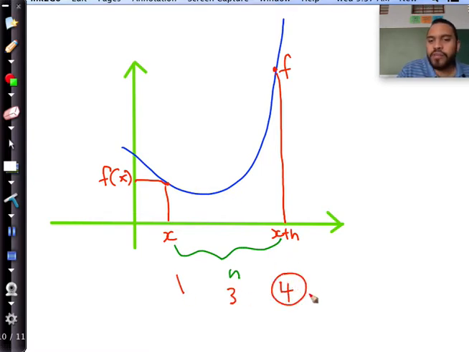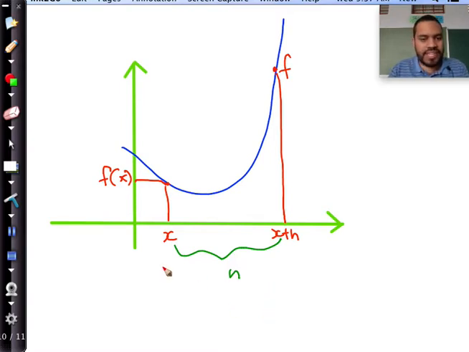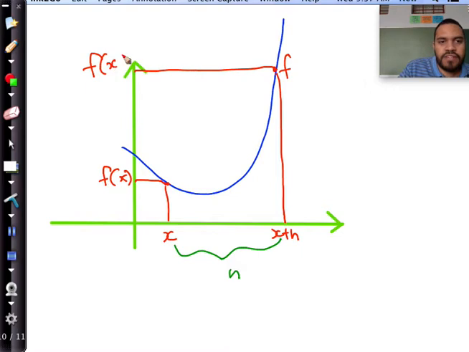And how do you get 4, Mahir? 1 plus 3. Are you sure? But that's exactly what I did. Okay. So the corresponding y value here is what? F of x plus h. Okay. So the corresponding y coordinate there.